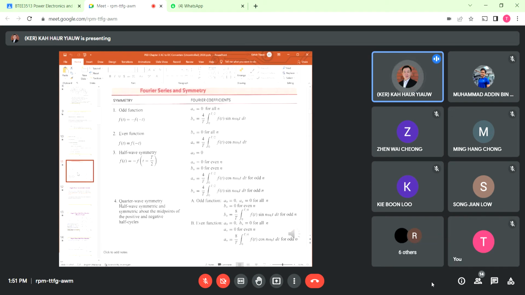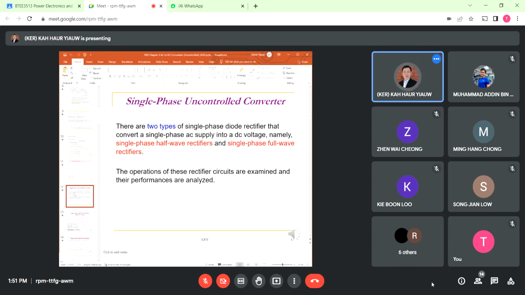Okay, so please get ready for this skill. The Fourier series is very important in this subject, so you need to know it. Okay, so now let us go into the rectifier.